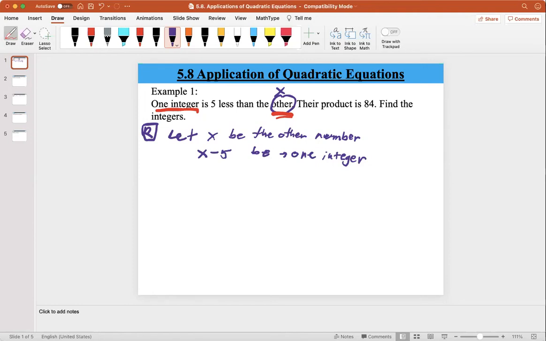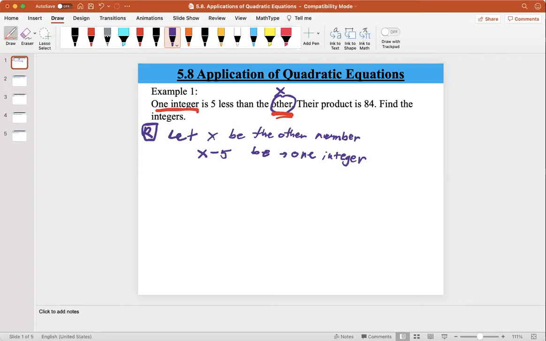So these are the two numbers that we need to find. x is the other number, and of course, x minus 5 is that one integer, right? So that's x minus 5. And now we find the equation based on this. It says their product is 84.